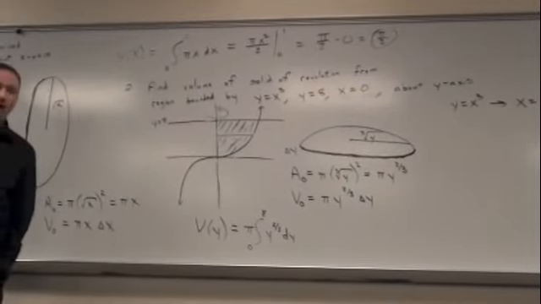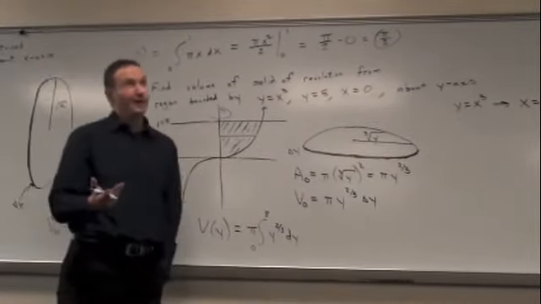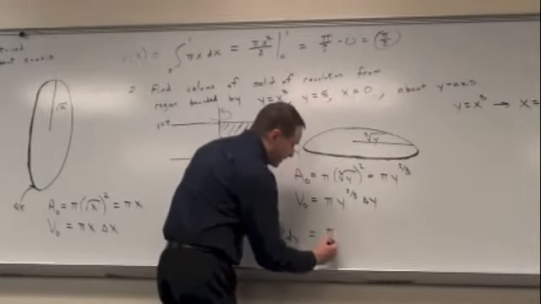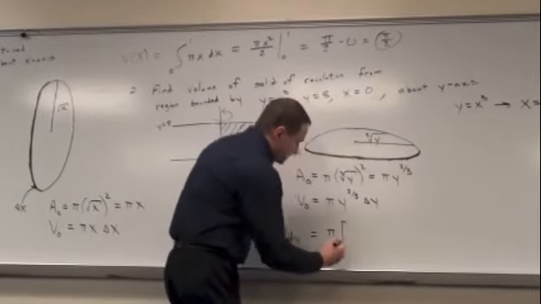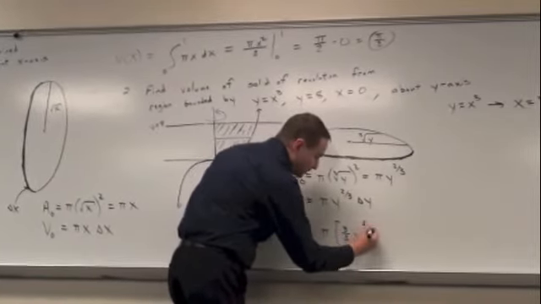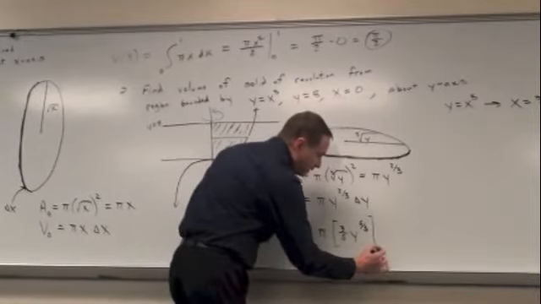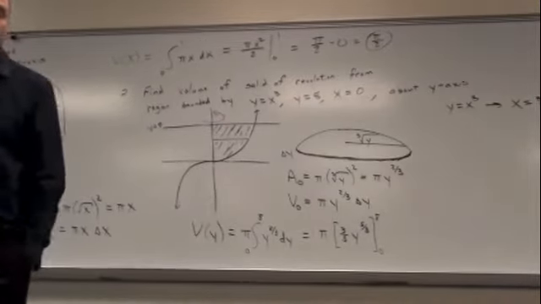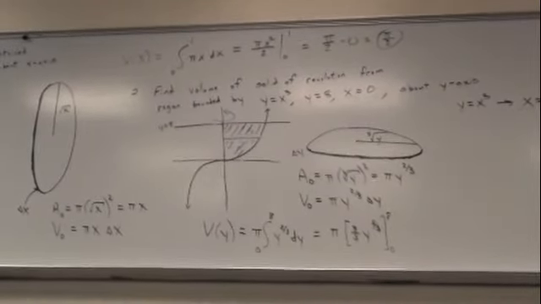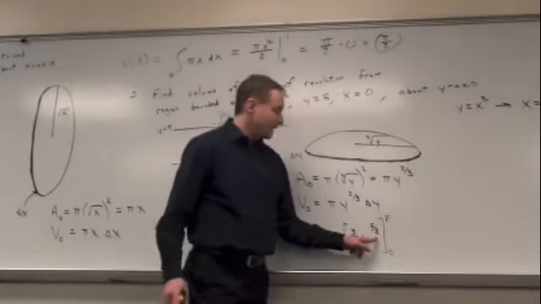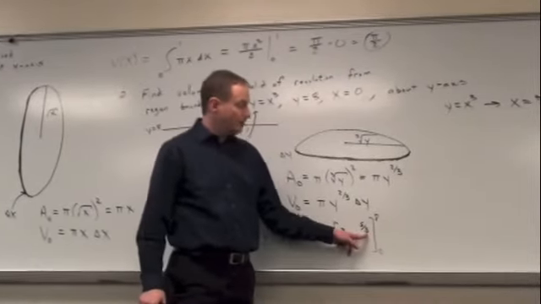When I integrate the y to the 2/3, it's going to become y to the 5/3 times 3/5. So I'll say this is pi times 3/5 y to the 5/3 evaluated from 0 to 8. I know when I evaluate it at 0, it's going to be 0, so that doesn't amount to anything. When I evaluate it at 8, that's not going to be too bad.